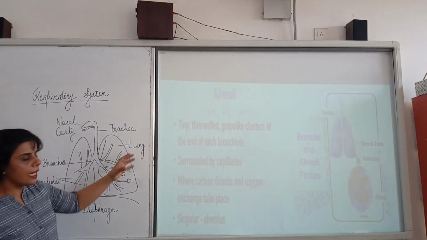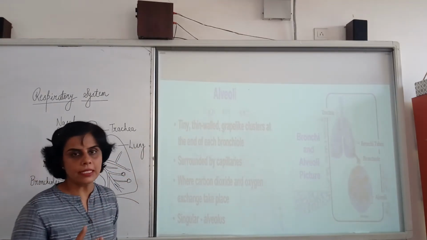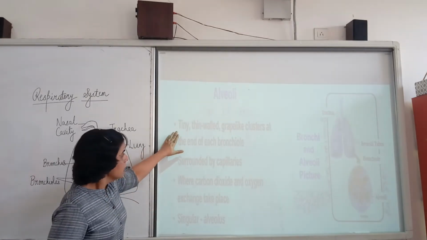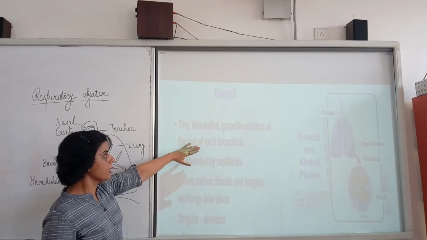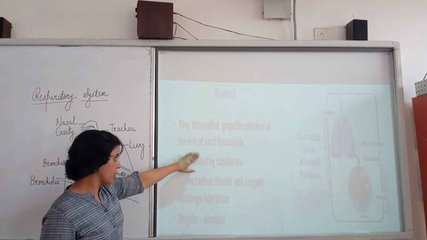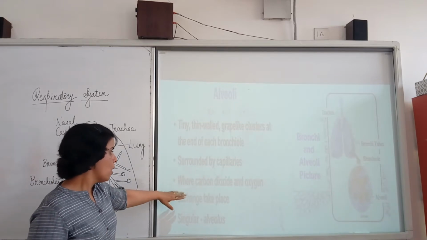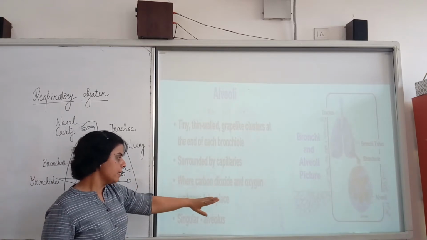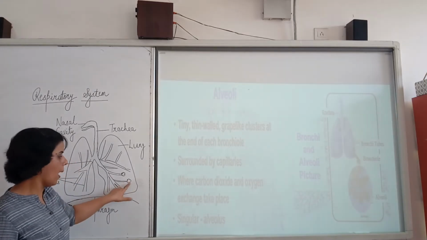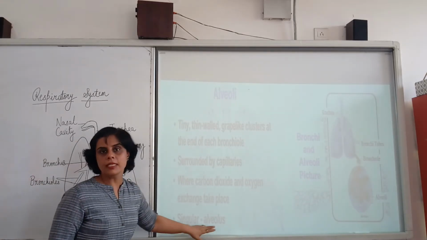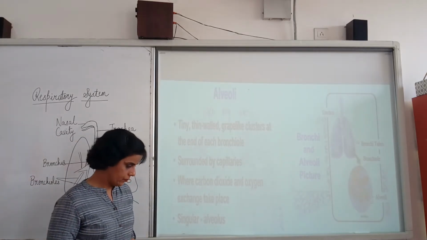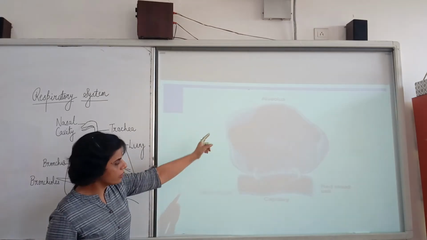Now, alveoli are like thin tiny balloons. Tiny thin-walled grape-like clusters at the end of each bronchiole, surrounded by capillaries, which are the blood vessels, where carbon dioxide and oxygen exchange happens. Similar is the alveolus. This is how an alveolus looks.